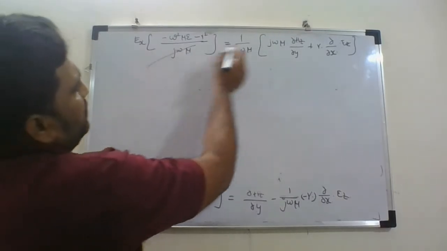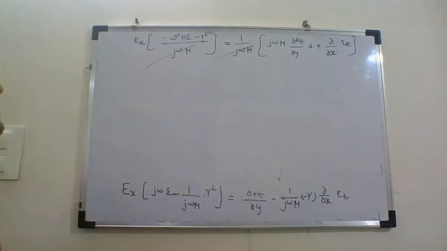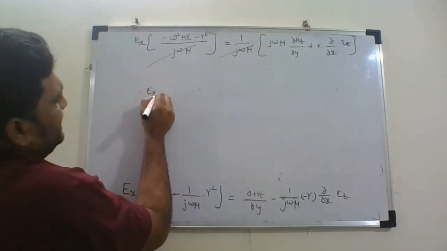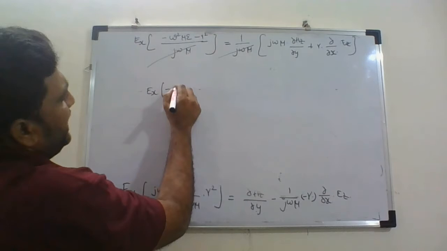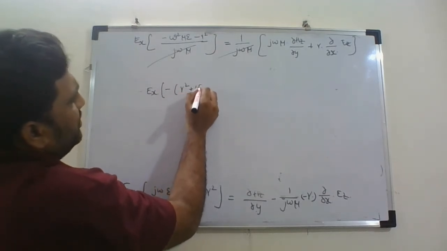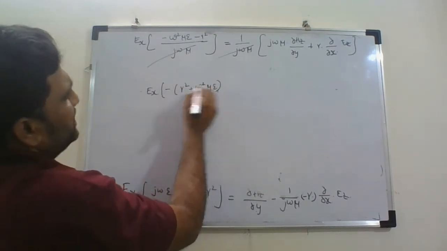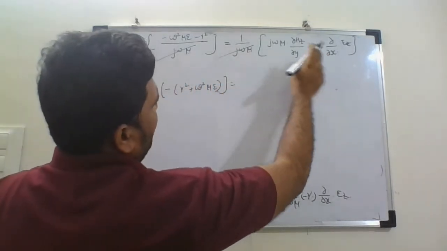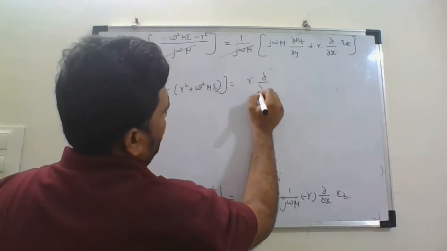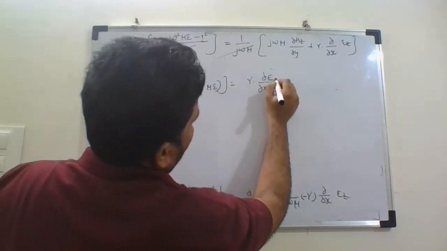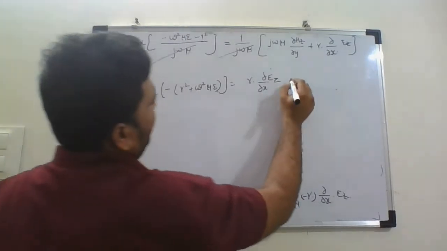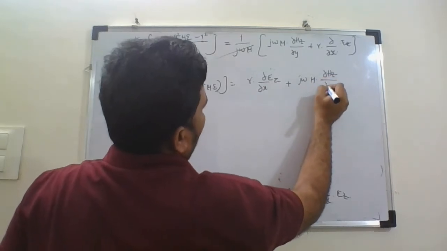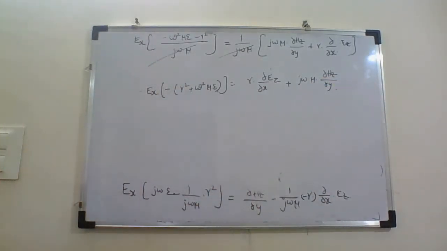So now I can cancel out j omega mu on both sides. And take minus common here. So minus Ex, or Ex into minus of omega square mu epsilon plus gamma square, that's what I have written, is equal to gamma by dou x of Ez plus j omega mu into dou Hz by dou y. So the same thing is written like this.